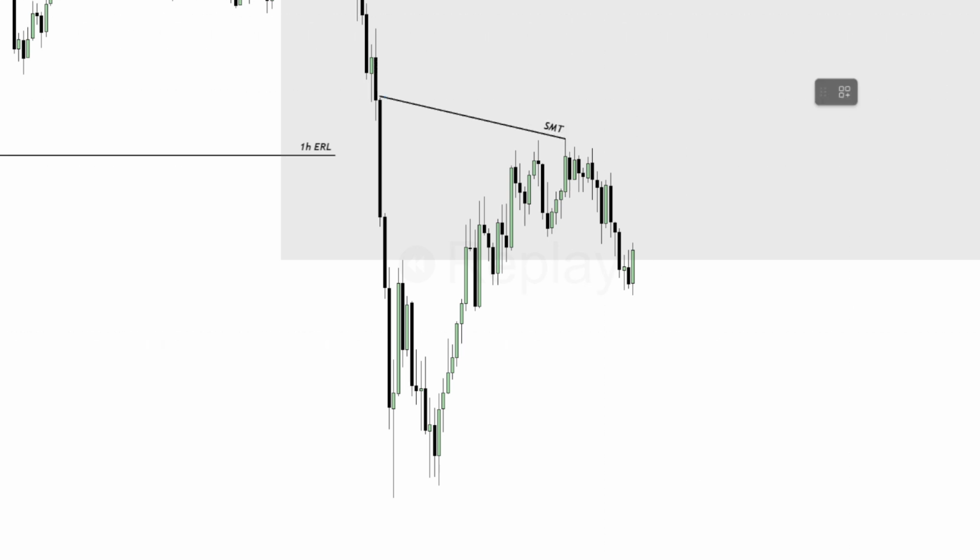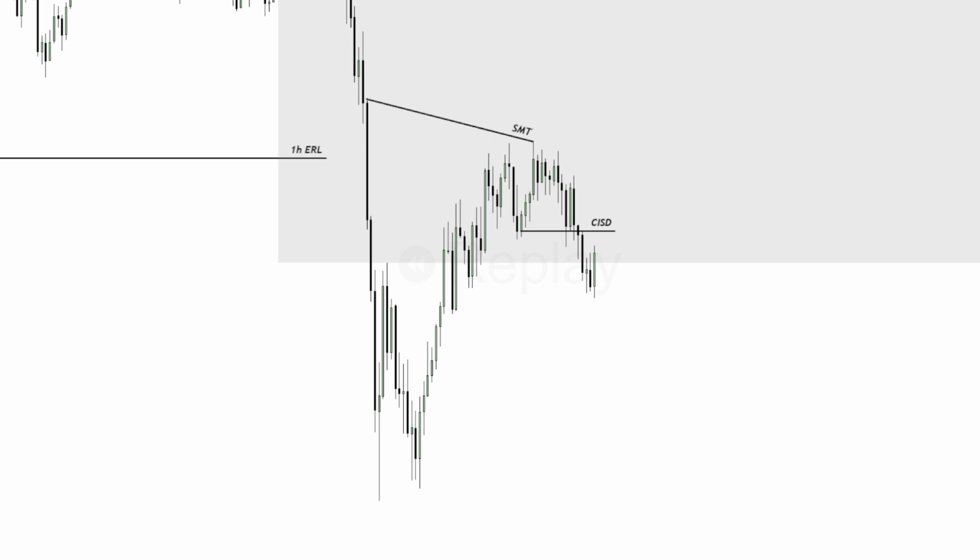Now what is the third and final condition? It is a strong hourly or aligned time frame change in the state of delivery. And as we can clearly see, we do have that here, right? The 5-minute change in the state of delivery with the SMT, as this is an hourly fair value gap. So my entry would go somewhere here.